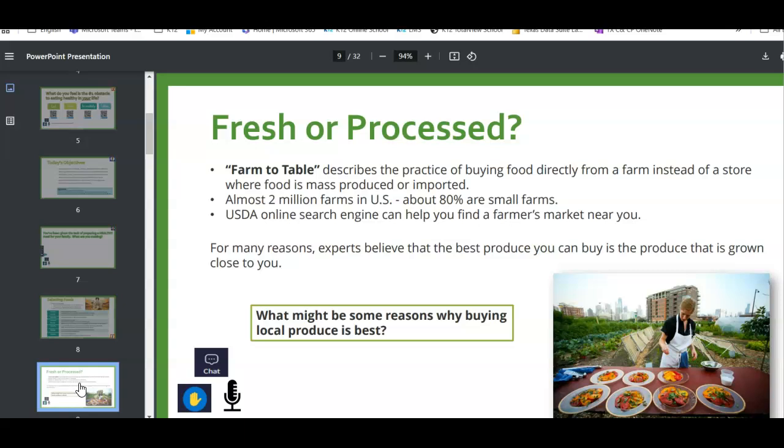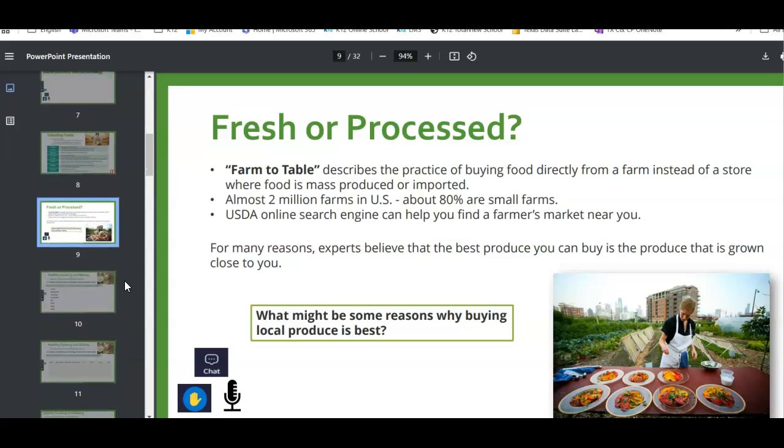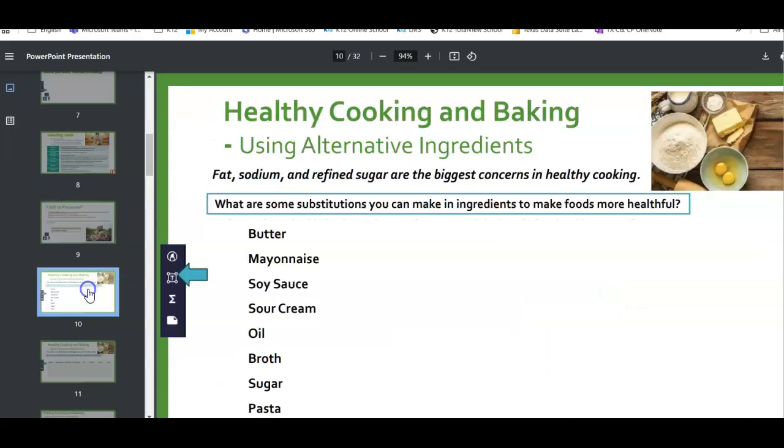So fresh or processed. Farm to table describes the practice of buying food directly from a farm instead of a store where food is mass produced or imported. Almost 2 million farms in the U.S., about 80% are small farms. The USDA online search engine can help you find a farmer's market near you. For many reasons, experts believe that the best produce you can buy is the produce that is grown close to you because it's in season.